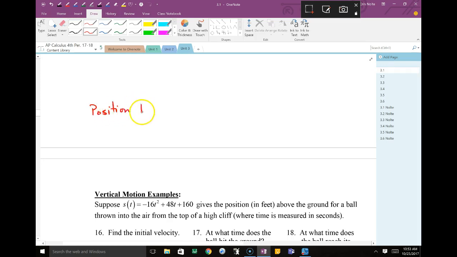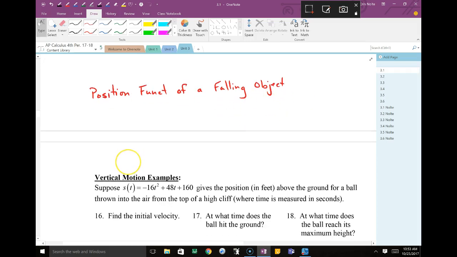Position function of a falling object. Okay, and this is dependent upon if you're working in feet or meters. If you're working in feet, your position function, anybody know?